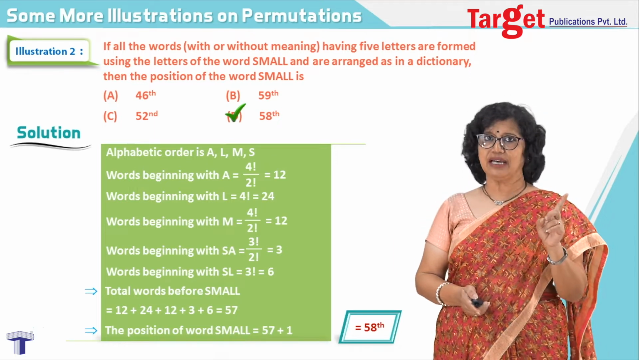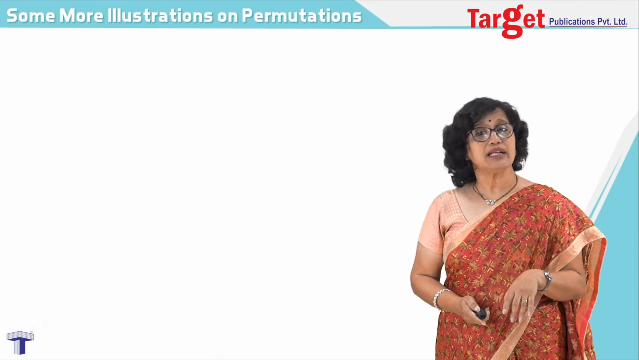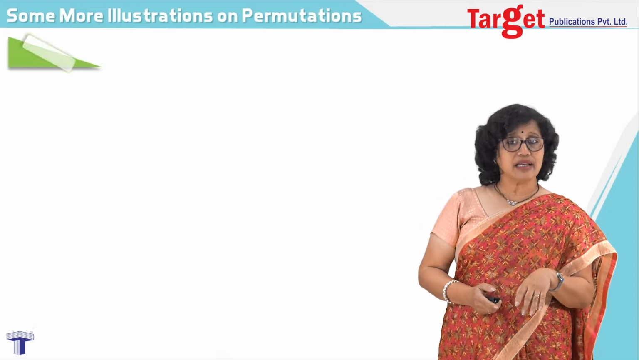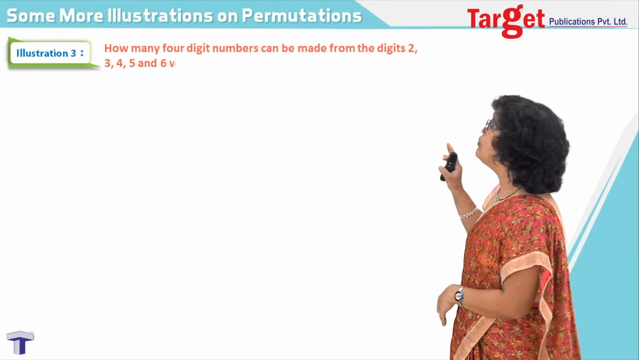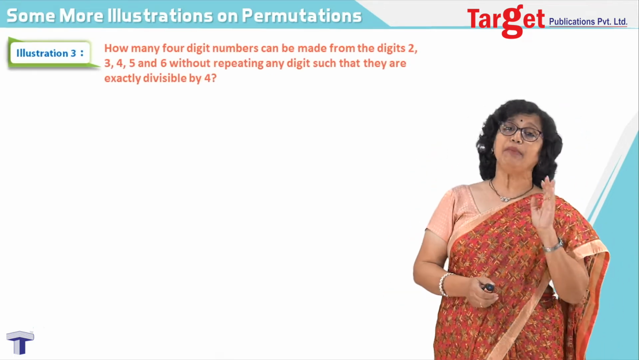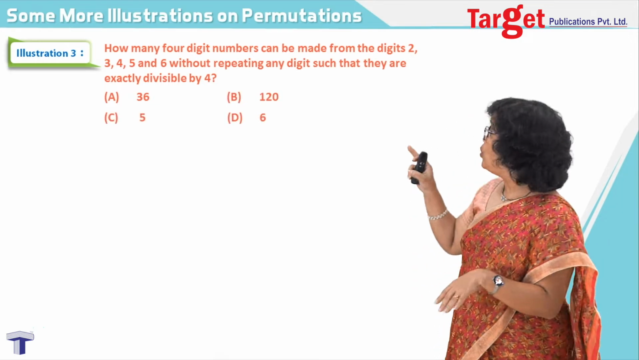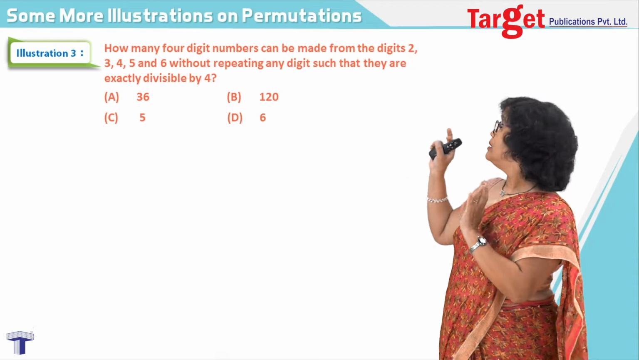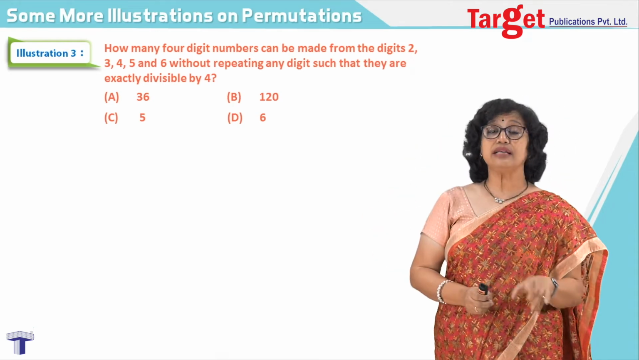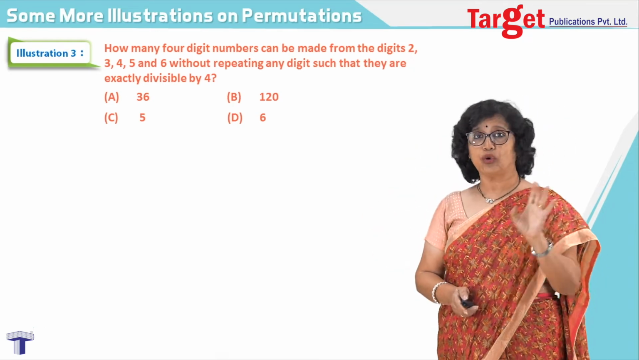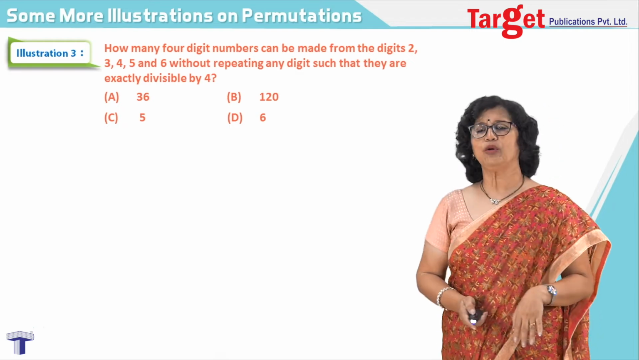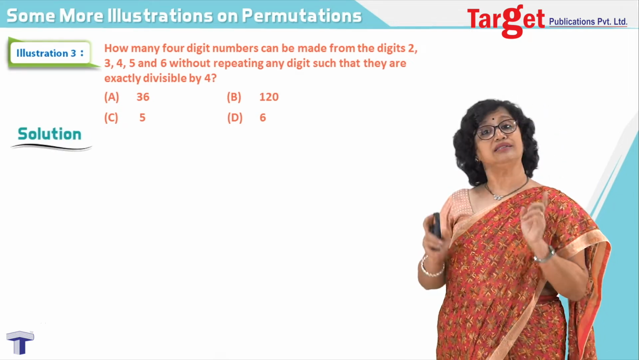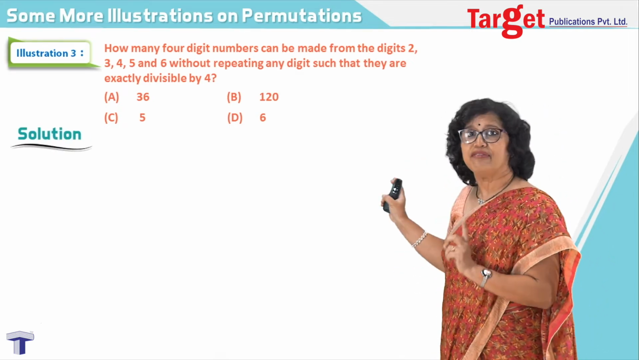I hope everyone is clear with the explanation. Now let us go for the next. The next illustration is: how many 4-digit numbers can be made from the digits 2, 3, 4, 5, 6 without repeating, and the condition is they are divisible by 4. Again 4 options are given to me. Now the condition is important. They are divisible by 4.